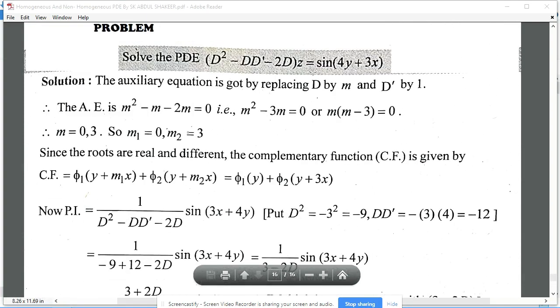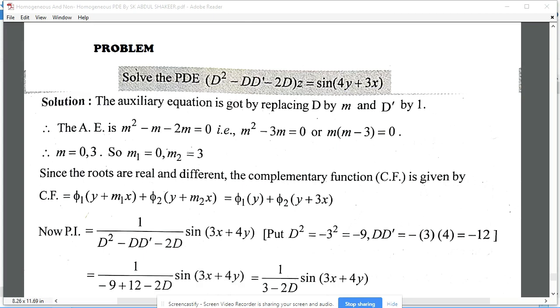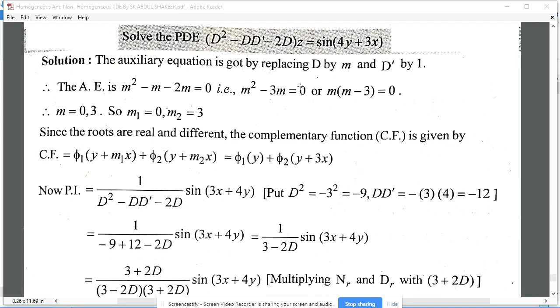So complete solution means the equation satisfying z value. z is known as the dependent variable and x, y are known as independent variables. So the equation satisfying z value is nothing but the complete solution, or complete integral, or the general solution of the given partial differential equation. Thank you.